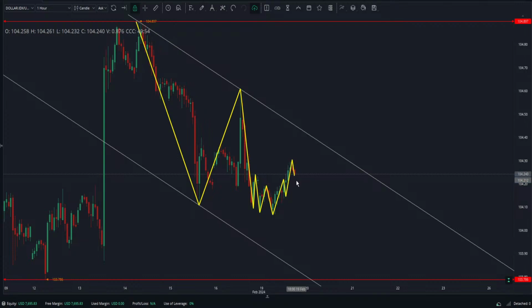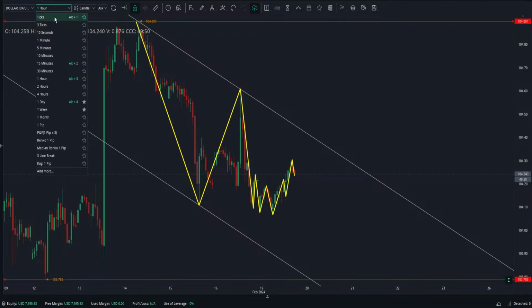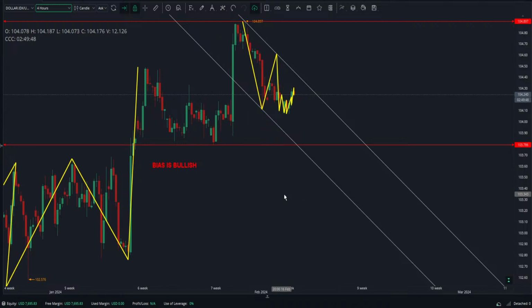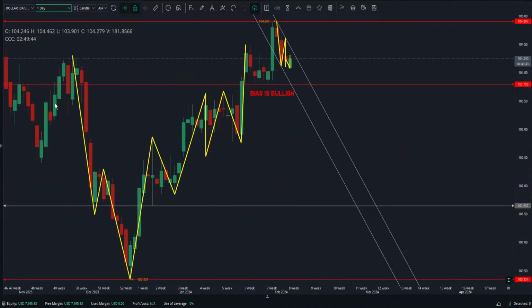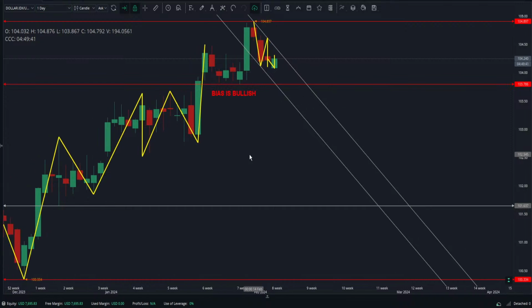So this is happening on 1 hour. It will transform into 4 hour eventually, and then it will transform into 1 day. This is how the price action happens. And then we will be buying this with the target of 104.89.